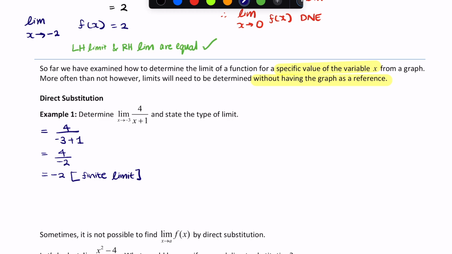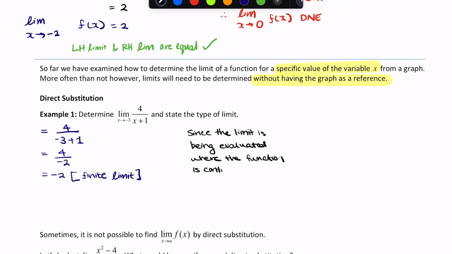So again, here, since the limit is being evaluated where the function is continuous. So let's write that down. So since the limit is being evaluated where the function is continuous, then direct substitution works.